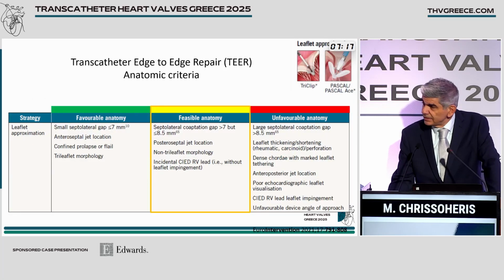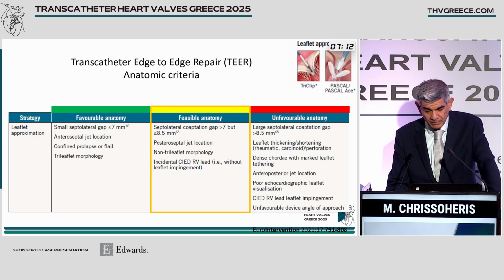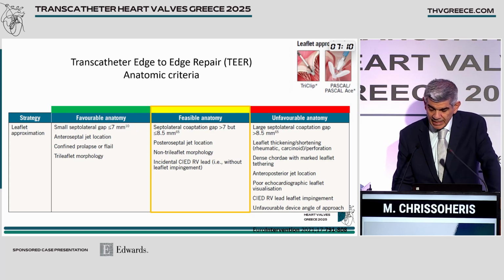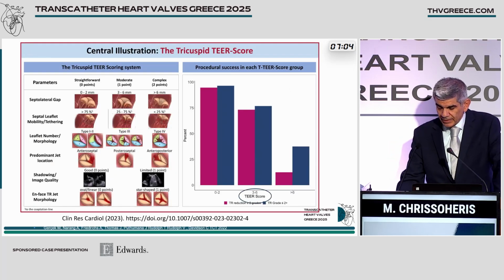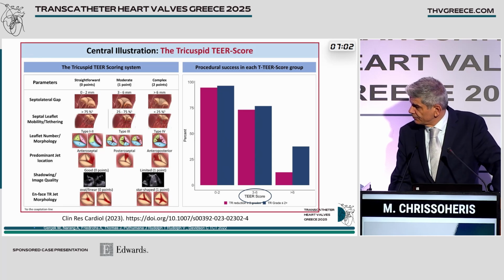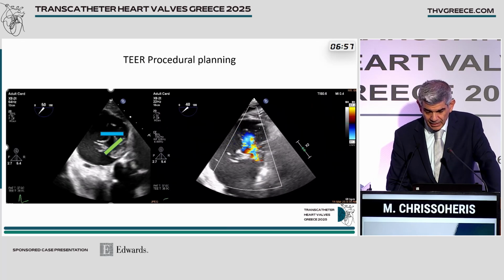In terms of feasibility, we saw this as intermediate because of the coaptation gap and because of the extent of the regurgitant jets. And in terms of the GLIDE score, we assessed it to be about 4, so an intermediate case for success.